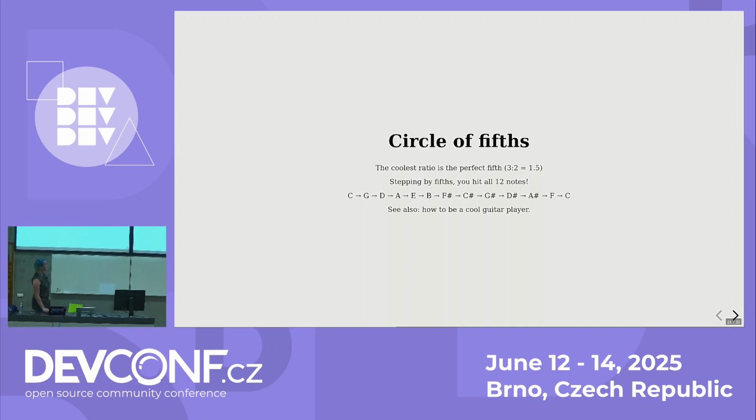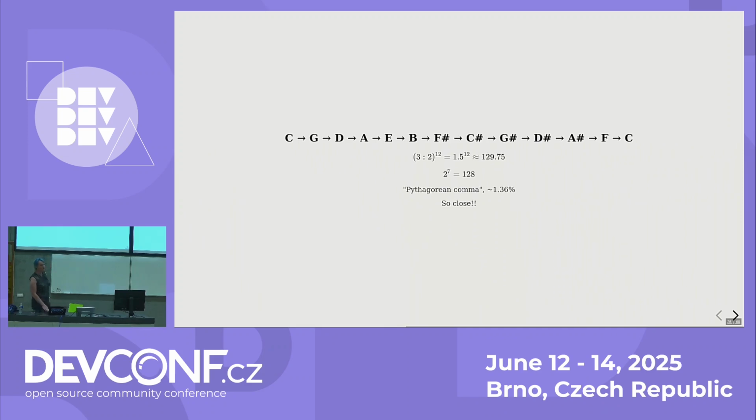But something interesting happens here. If you follow the circle of fifths using just intonation, so again following these 1.5 jumps, this perfect ratio, and we do it 12 times, you get 129.75 times the original frequency, which is super cool. That's really close to 2 to the 7, right? After we made 12 steps of compounding an error, we're only out by about 1%. That's a super cool coincidence. And on the way we hit all 12 notes. So this is why we end up with 12 notes.